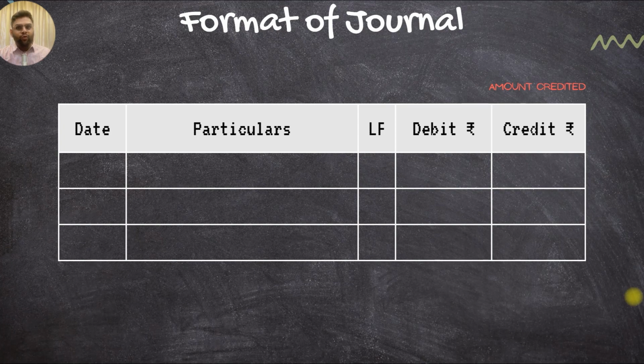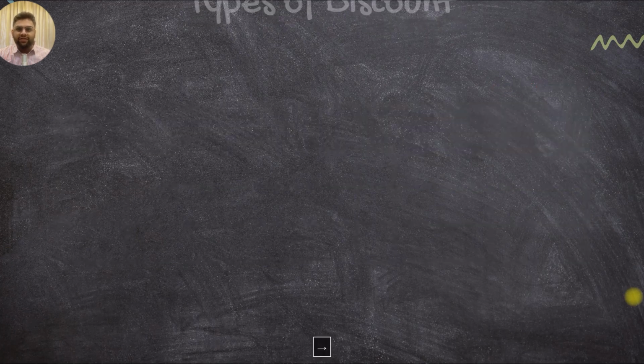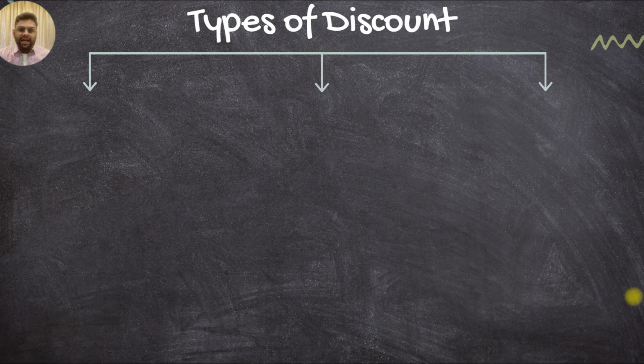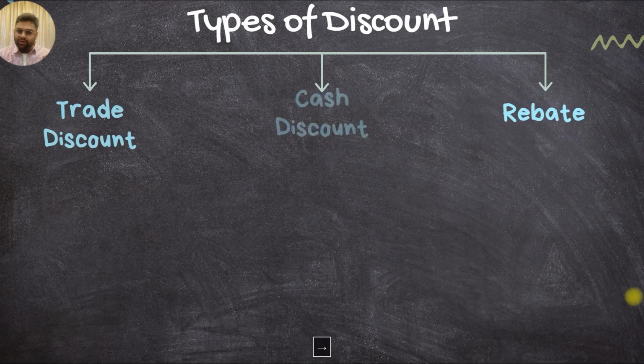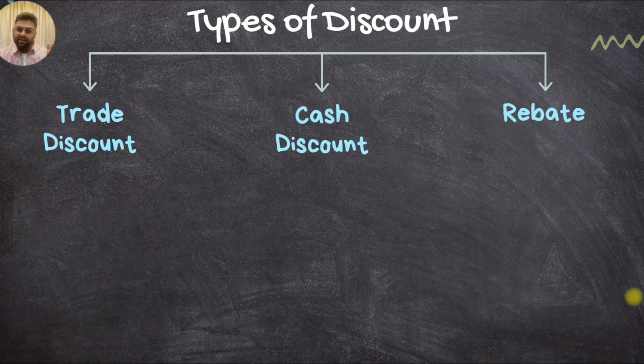Now, before moving to the practice question, I want to discuss one very important concept which is necessary for the journal: types of discount. There are 3 types of discount: trade discount, cash discount and rebate. The discount on bulk purchase is called trade discount. 1 किलो या 2 किलो वाला डिस्काउंट नहीं, 1000 किलो, 5000 किलो, 10,000 किलो वाला डिस्काउंट is called trade discount. Trade discount is not shown in the books. Always remember this.